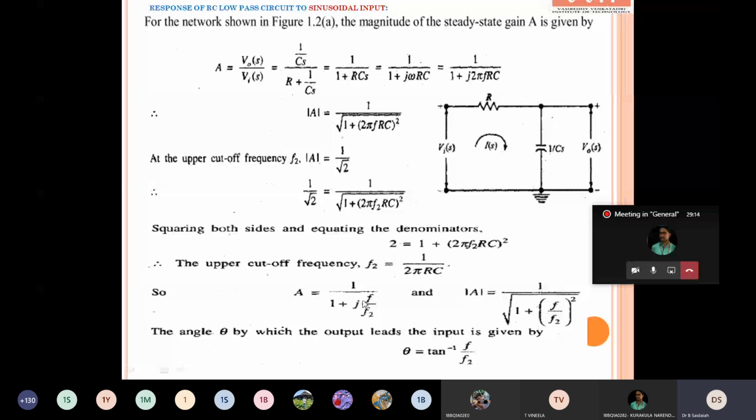Now the voltage gain formula in terms of frequency f and f2. So the gain equal to 1 by 1 plus j into f by f2. Now the gain is varying with respect to frequency, and the upper cutoff frequency value is constant. If you have to design a particular low pass filter, 0 to 10 kilohertz, suppose f2 is a fixed one.